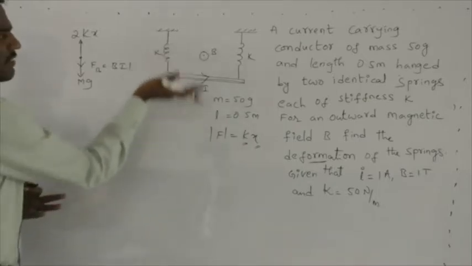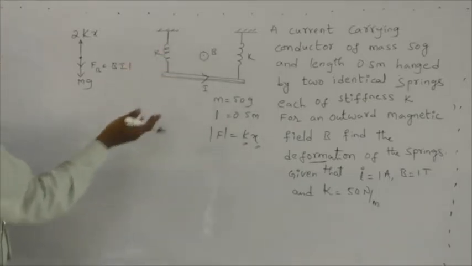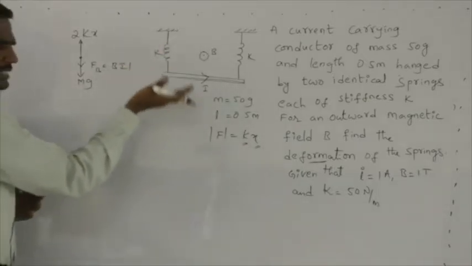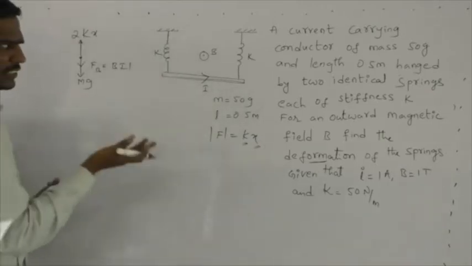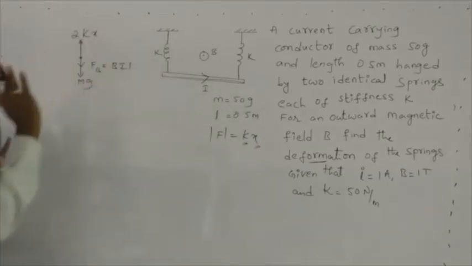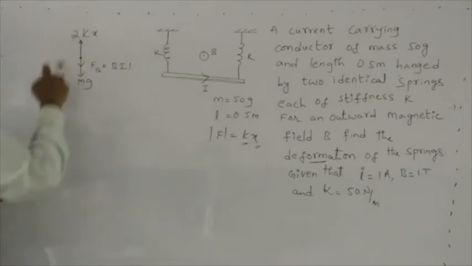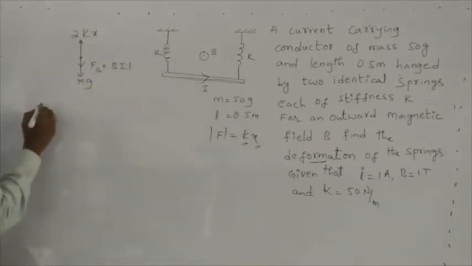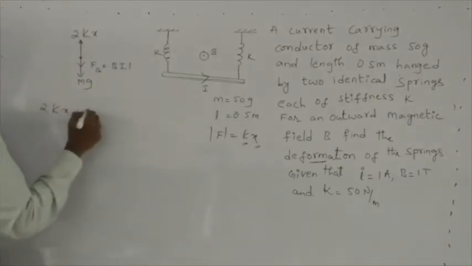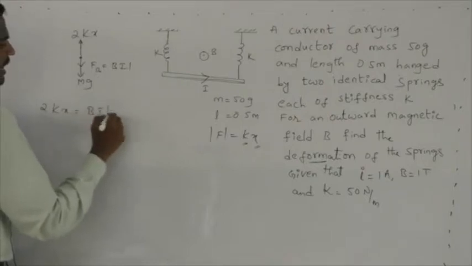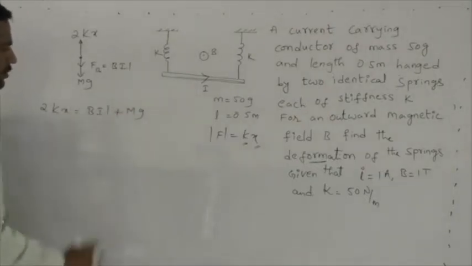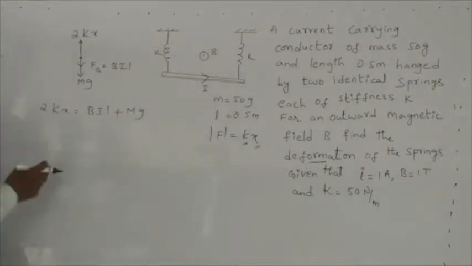Otherwise, it will have some oscillation. Here we are not interested in understanding the oscillation which is taking place. I am just interested in finding out the amount of stretch. Well, now let me equate these two forces. How? 2kx must be equal to BIL plus mg. This is going to give the amount of stretch that I could calculate.